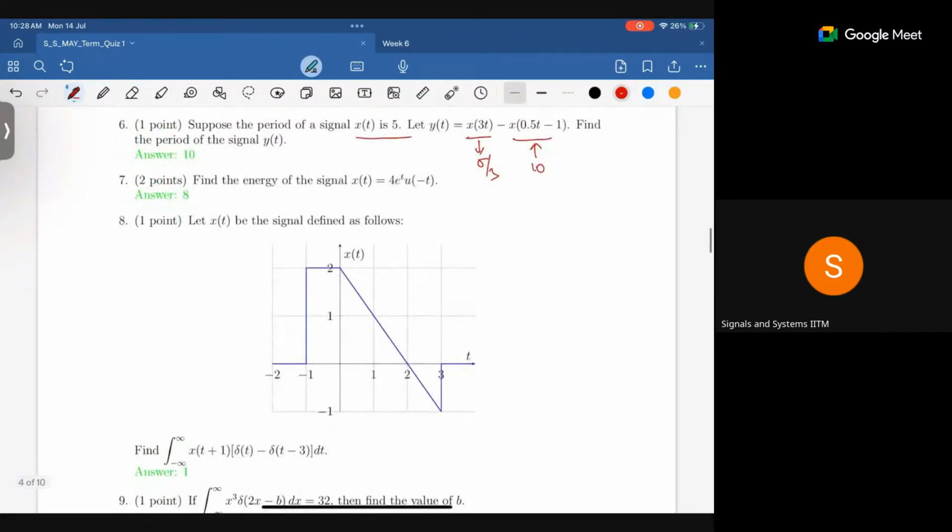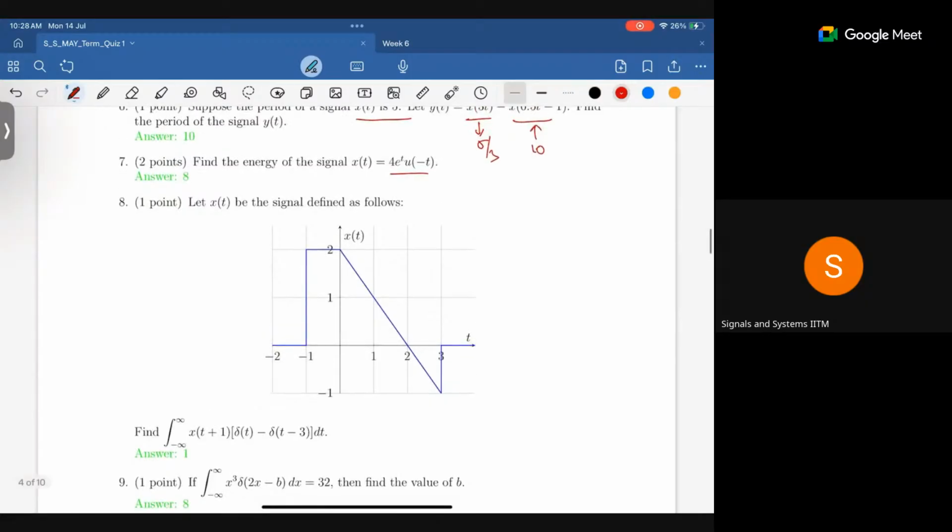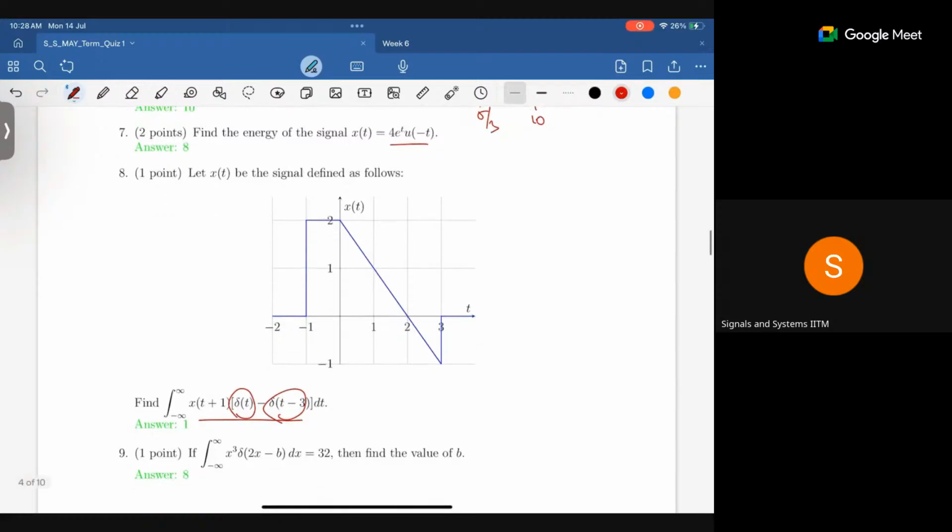Alright? And this is very straightforward. All you have to do is use the formula and you'll get 8. And this also, x of t is the signal like this, and then you just have to find this. So it's just sampling values, two sample values, right? And you can get the answer. It is -1.